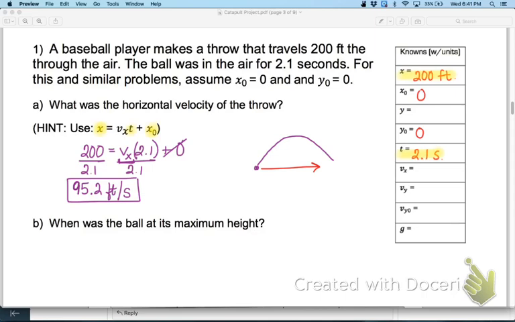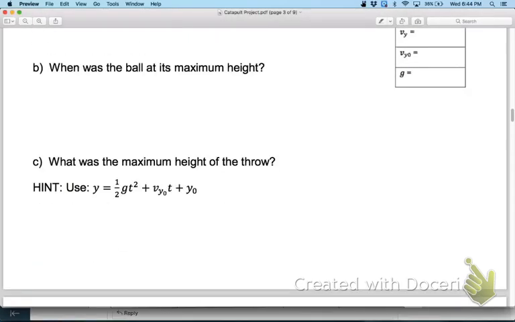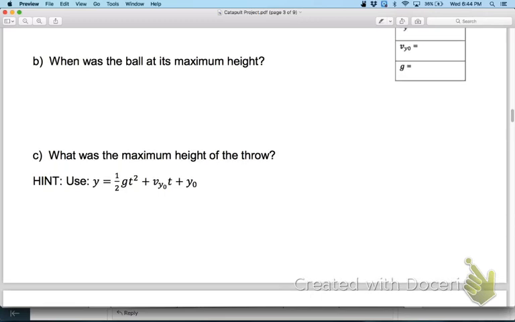Okay, part B, when was the ball at its maximum height? Okay, so this is where we can use that trick that we just talked about a little bit. So when was the ball at its maximum height? We said the initial x and the initial y should both be 0. So that means we're starting here. We're going to throw the ball up and it's going to come down and we're going to land. That happens at t equals 2.1 seconds.